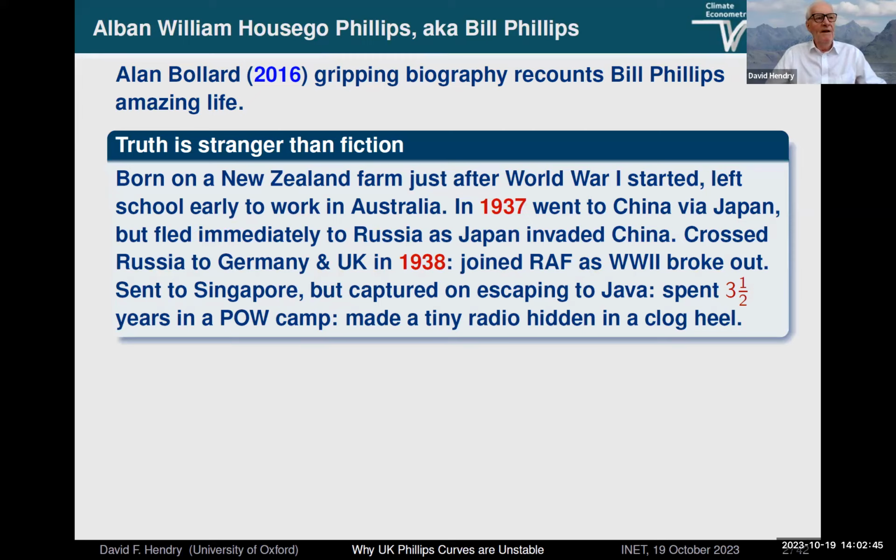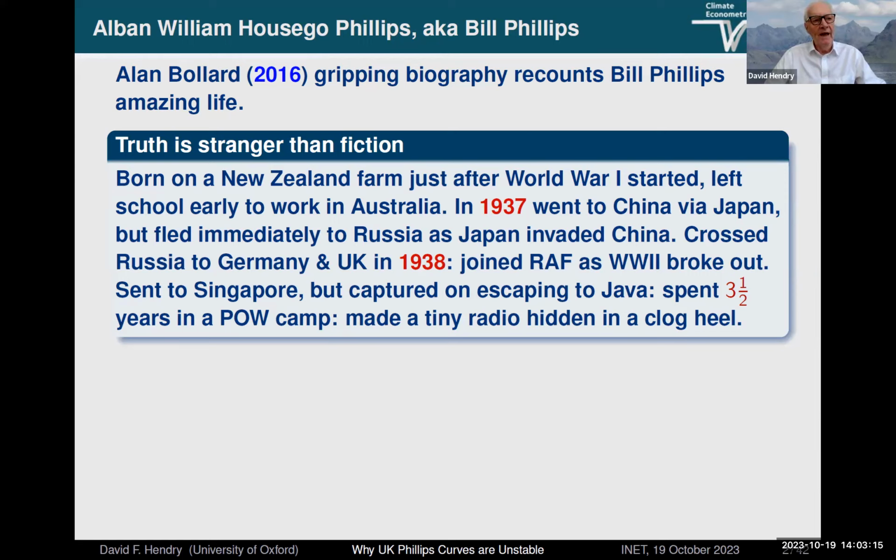So Bill Phillips is otherwise really known as Albin William Hosego Phillips. And he was born on a rural New Zealand farm just after World War I started, within 3 weeks of the start. And his father had constructed a hydroelectric scheme on the farm using a local river. And so Bill was able to read books at night in a way that most people in rural New Zealand couldn't do for about 20 years afterwards.